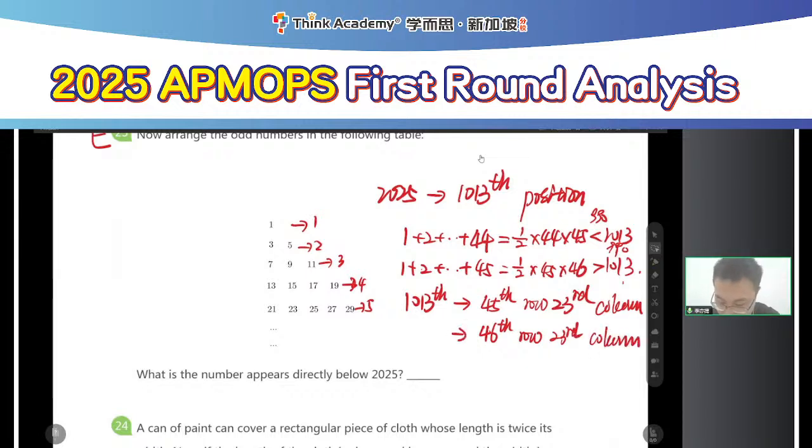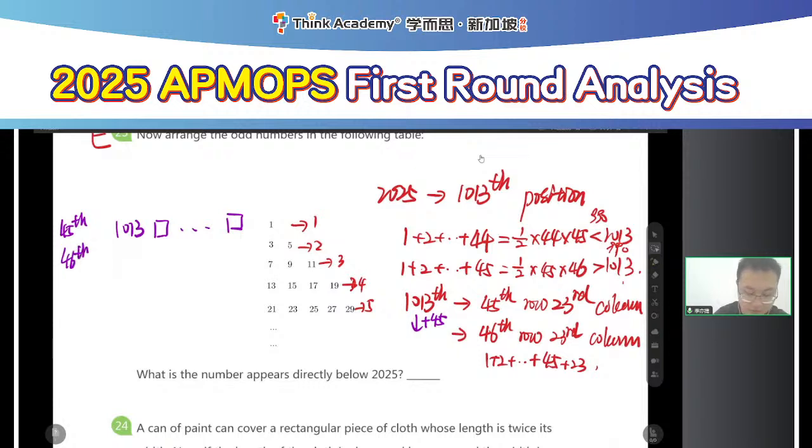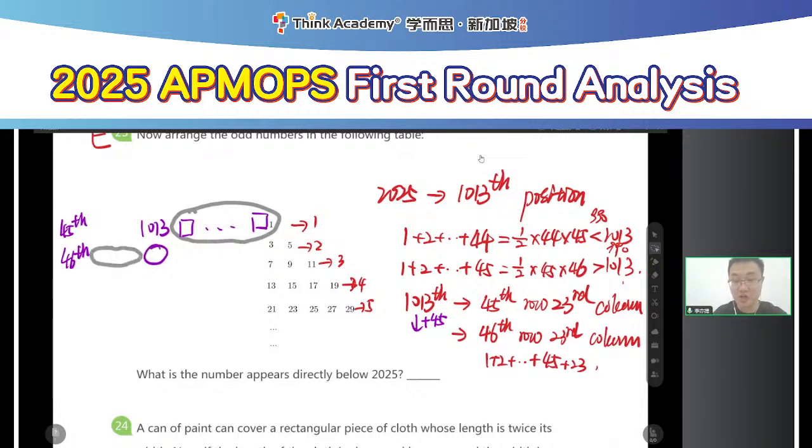So now it's just 1 plus 2 plus 45, then plus 23, right? Or we have an easier way. We simply plus 45 to 1013 to find the answer, because you see that 1013 is here, in the 45th row, and we go to the 46th row. So the numbers we need to go through are all the numbers behind 1013 and all the numbers in front of it. So we count an additional 45 numbers here, which means we can simply plus 45 to reach the answer.